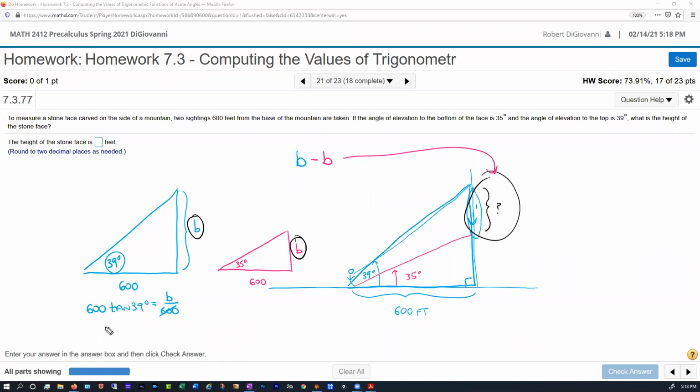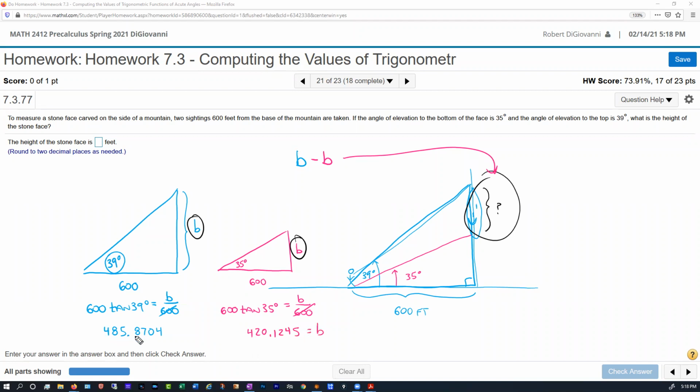And that's going to be about 485. We're going to need to round to 2 decimal places, so 8704 should be good for now. And now in the red one, the red B, we're going to just set up the same thing, tangent, because we have opposite is the B, the red B, and then the adjacent is 600. So multiply again by 600 on both sides, kills off the 600. And I do that on my calculator, 600 tangent of 35. And I get 420.1245 is B.